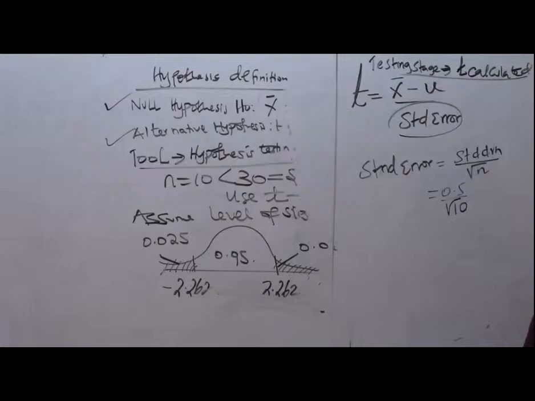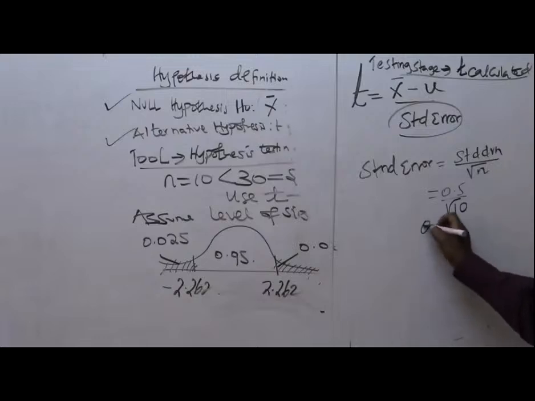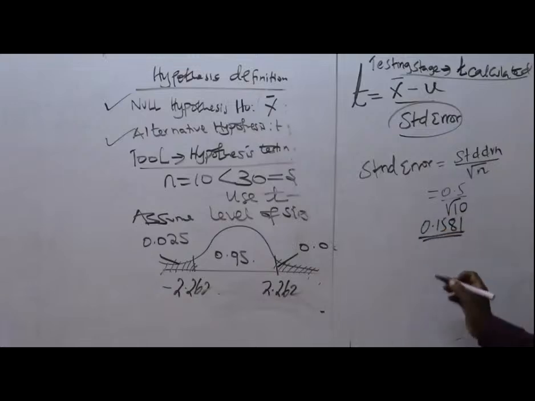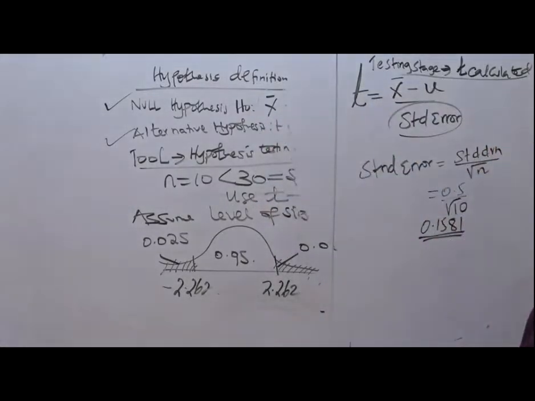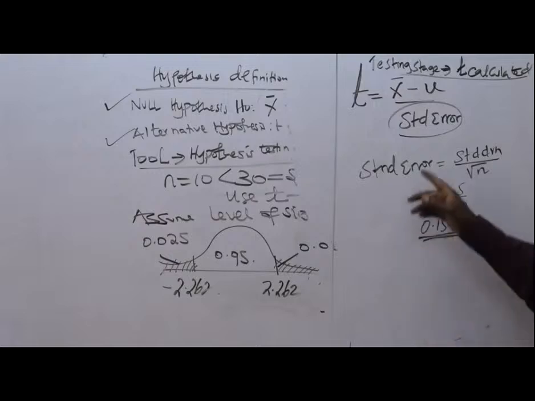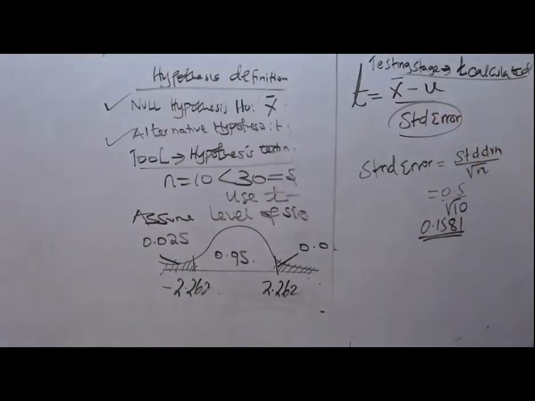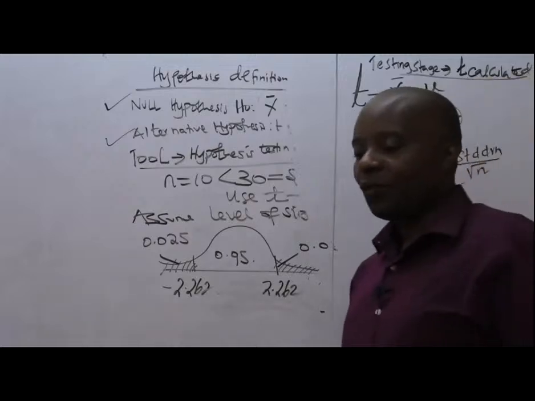Can somebody give me the standard error? 0.5 over root 10 will end up giving me what figure? So when it tells me it's 0.1581, 0.1581, thank you very much. So could you kindly try to substitute them up here and give me T?